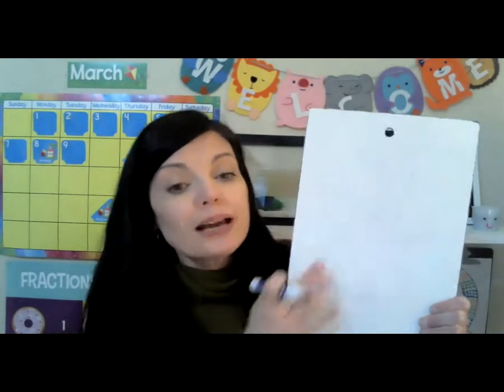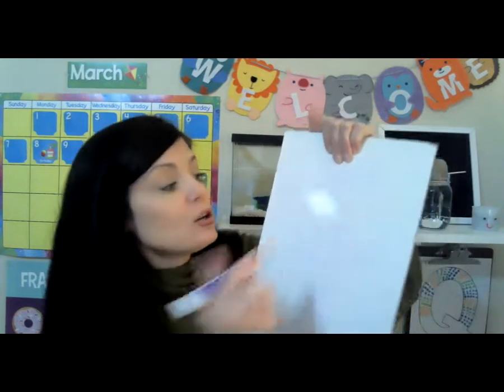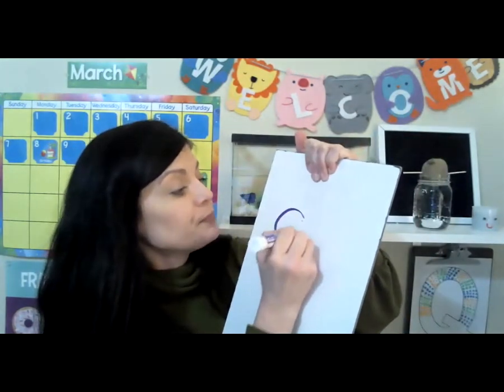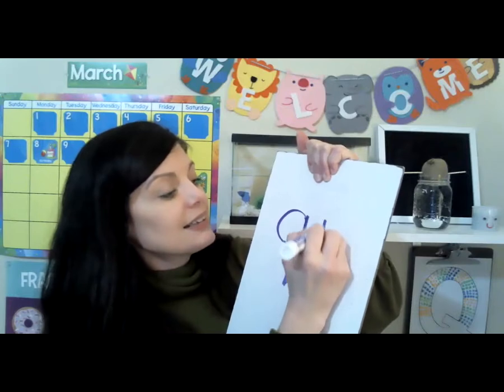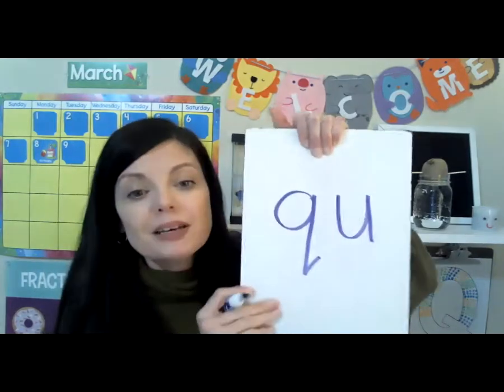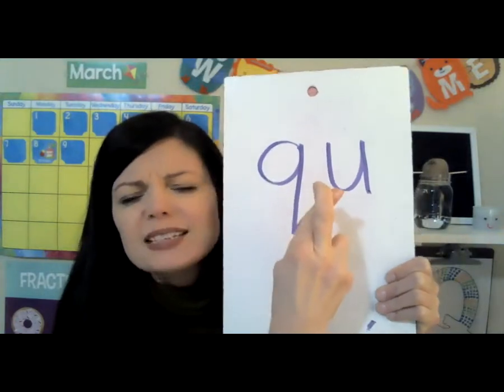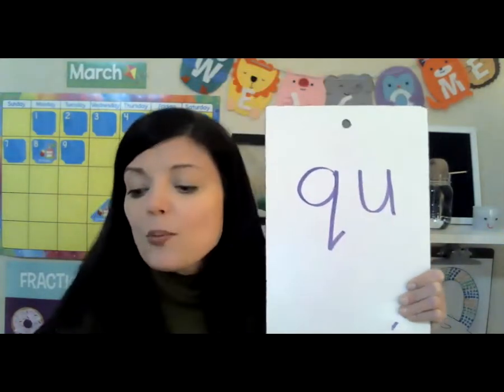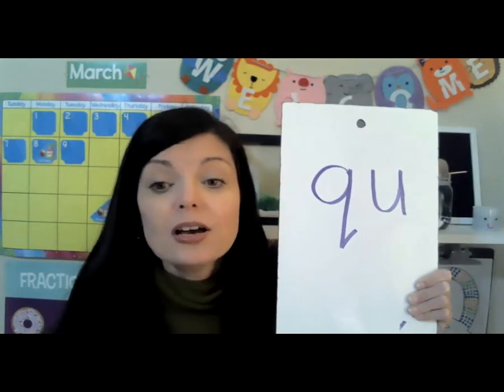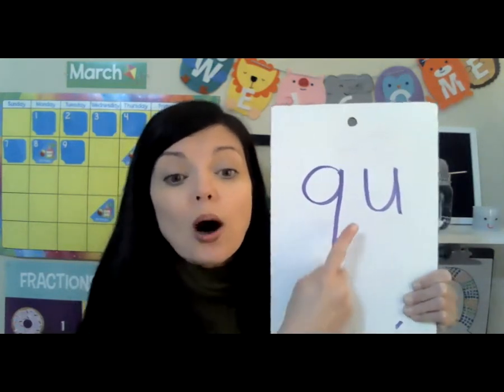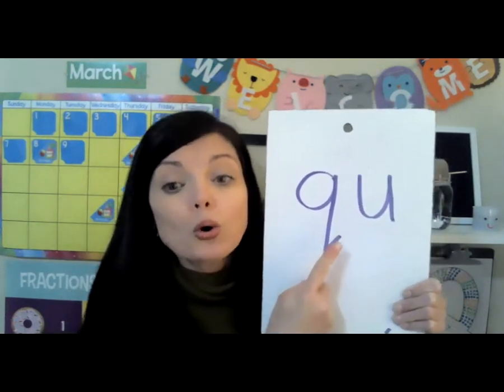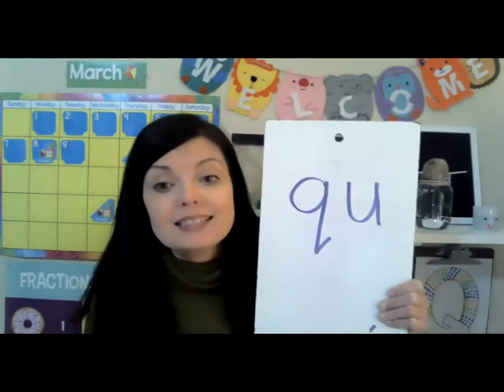Q has a best friend. Do you have a best friend? Well, letter Q does. And Q's best friend is the letter U. Q and U are like this. They're best friends. They stick together. They're almost always together. So in words like quiet or quick or quarter, they're always together.